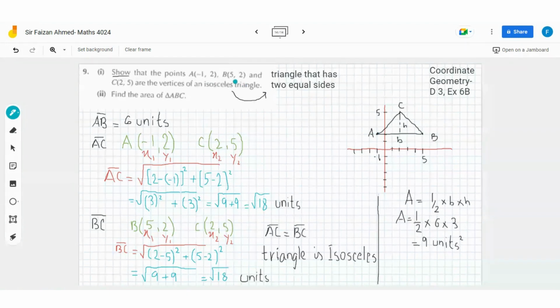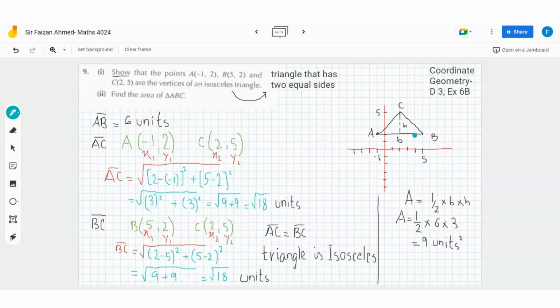Now I have to mark my B. B is 5, 2. Both are positive. So the value of x is 5 and the value of y is 2. So this is 5 and this is 2. This is the location of point B. And C is 2 and 5. So 2 on the positive side of x and 5 up: 1, 2, 3, 4, 5. So this is C. By joining these three coordinates, this is my triangle ABC.